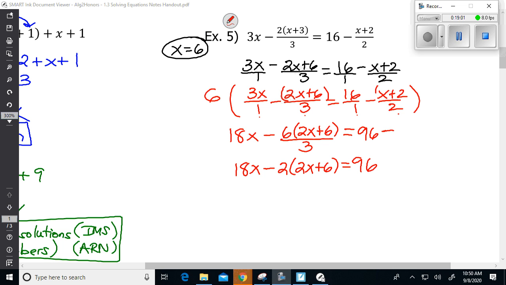Minus. We'll take x plus 2 and put it in parentheses. 6 times x plus 2 divided by 2. 6 divided by 2 is 3. Again, I didn't distribute yet. How did I get 96? 6 times 16 is 96. Then 96 divided by 1, 96. So, I multiply the whole equation by 6, all my fractions are gone. Now, I'll gladly solve that. I'll gladly work that problem out, I don't have to deal with fractions.